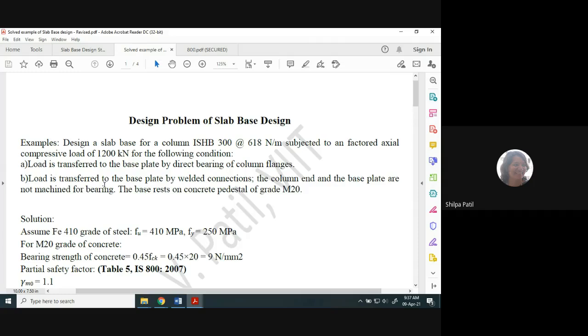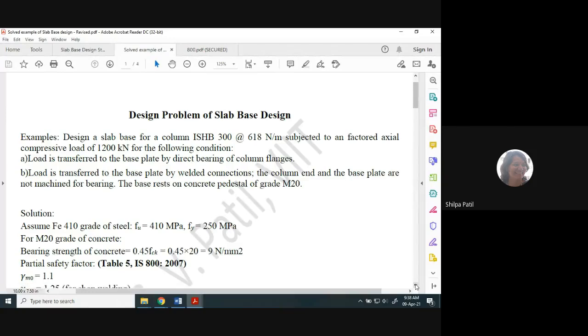Second case is load is transferred to the base plate by welded connection. The column end and the base plate are not machined for bearing. The base rests on concrete pedestal of grade M20. The grade of the concrete is required because otherwise how will you calculate the 0.446 fck value? So that is given. The bearing pressure acting on a base plate depends upon the grade of the concrete. Okay, so let us design the base plate first.